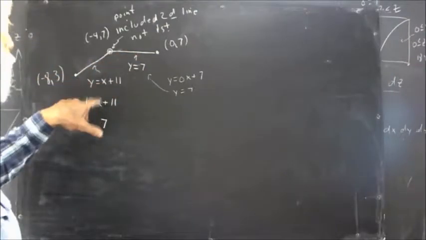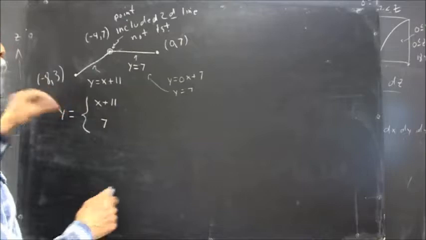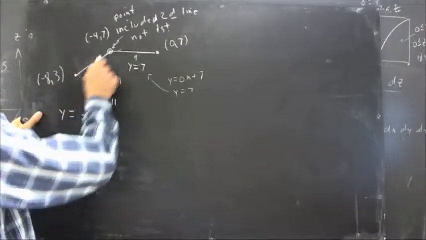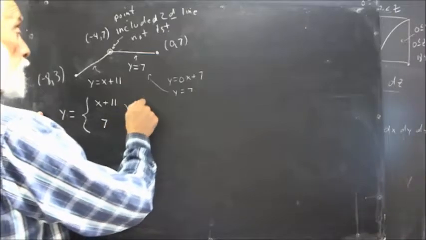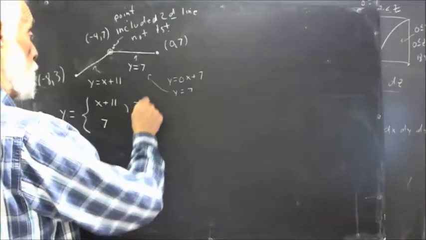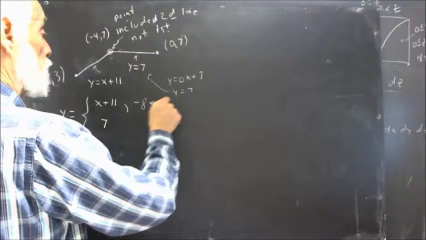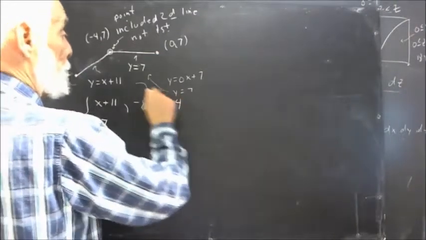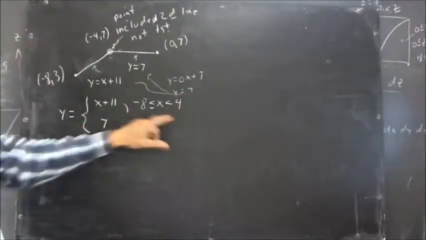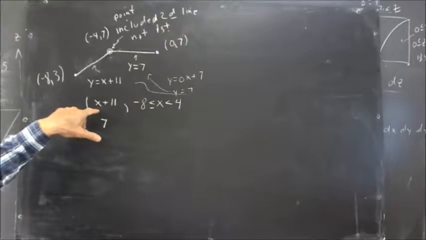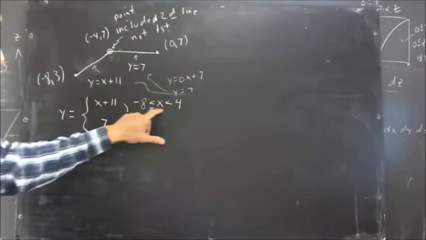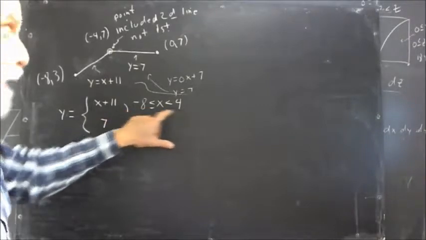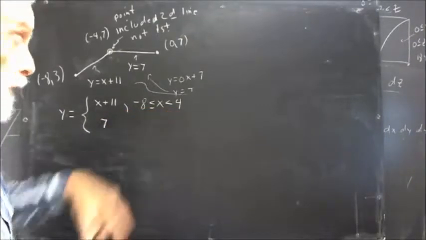Now, where is it equal to x plus 11? It's equal to x plus 11 between x equals -8 and x equals 4, not including x equals 4. So we say that -8 is less than or equal to x is less than 4. And now we've defined exactly where the line segment coincides with the line. It's for x values between -8 and 4, including -8, not including 4.